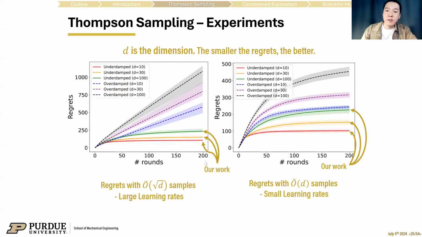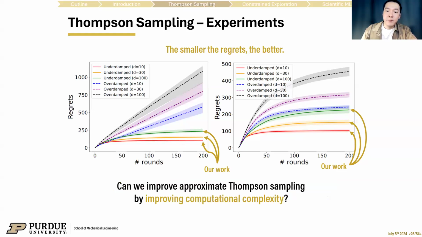So you can see when you use large learning rates in Thompson sampling, overdamped Langevin will fail and yield linear regrets, which is bad. But our method can still get sublinear regrets like this one. And if you use smaller learning rates to guarantee overdamped Langevin gets sublinear regrets, you will see when we consider underdamped Langevin, the regrets are much smaller than the overdamped one. That means same as what we know in MCMC with high order methods, Thompson sampling also performs better, which is good. And the next question is, can we theoretically prove that if we improve the computational complexity in Thompson sampling, the performance gets better?